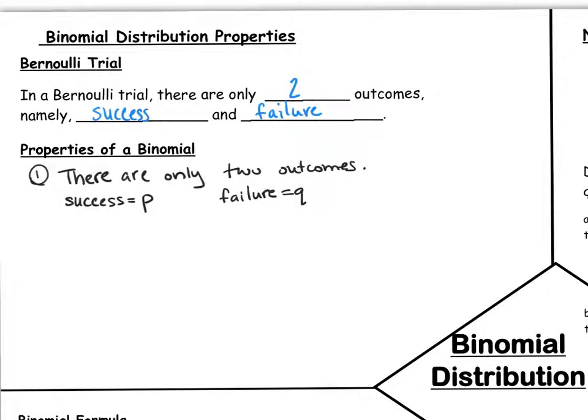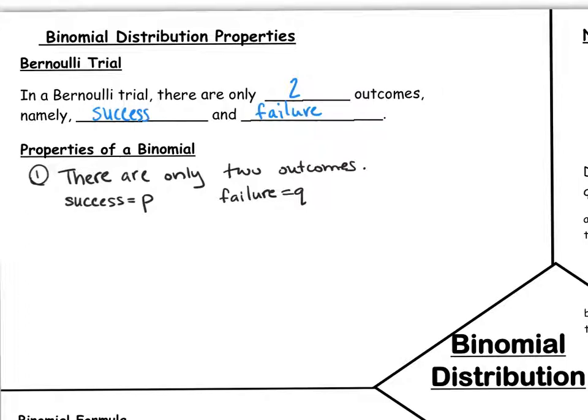P is a proportion or a probability. Because it's a probability, it can never be bigger than what number? 1. It can never be bigger than 1, right? So because P is a probability, and let's say, for instance, P was 75% success. If it's 75% success, what's your failure going to be? 25.